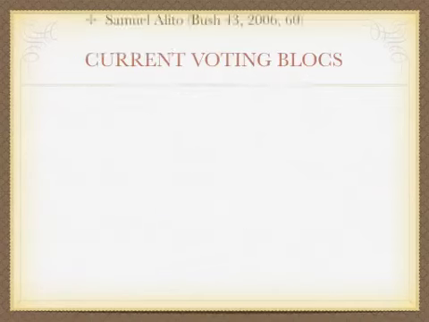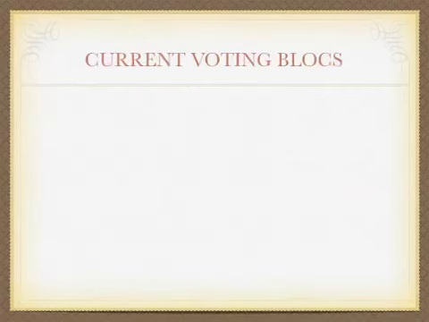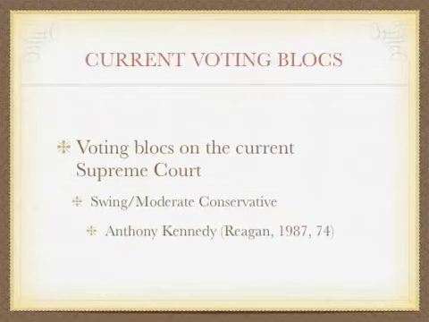The 4 conservatives on the court: Antonin Scalia, nominated by Reagan in 1986. Clarence Thomas came on board in 1991. John Roberts in 2005. Samuel Alito in 2006. And the swing vote is Anthony Kennedy, who came onto the court in 1987. He's a swing moderate conservative, usually swings to the right, but on occasion will vote with a liberal bloc.